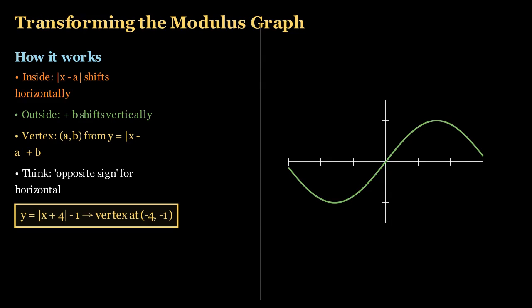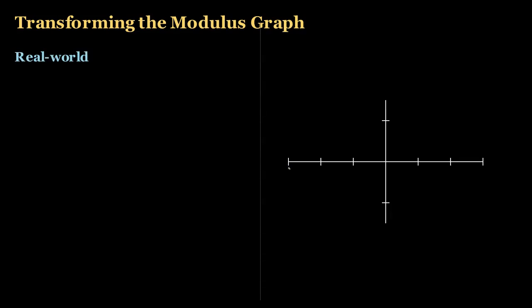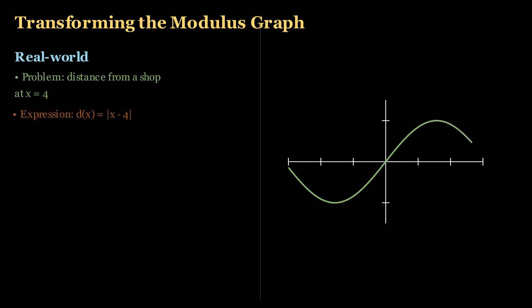Let's solve a concrete problem. Suppose a delivery truck drives along a straight road, and a shop is located at position x equals 4. The distance from the truck to the shop at any point x is given by the absolute value expression |x - 4|. The graph is a V with its vertex at x equals 4, where the distance is 0. Now, the shop adds a flat $2 delivery fee regardless of distance. The new cost function becomes |x - 4| + 2. This shifts the entire V up by 2 units.